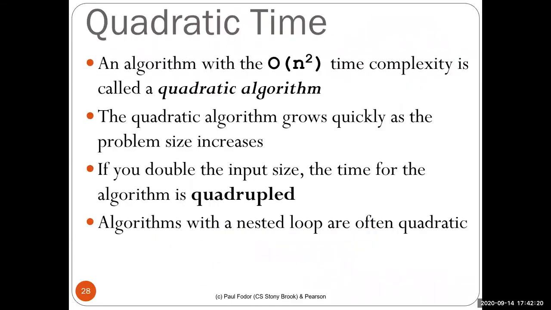So this is quadratic time, and it's not as good as linear or log time. Basically, it's much worse. Many algorithms are quadratic, which basically means that if you double the input size, the time will quadruple. That's 4 times bigger than the previous time.